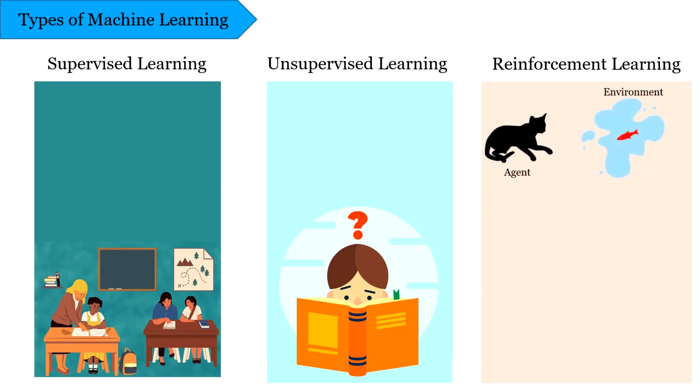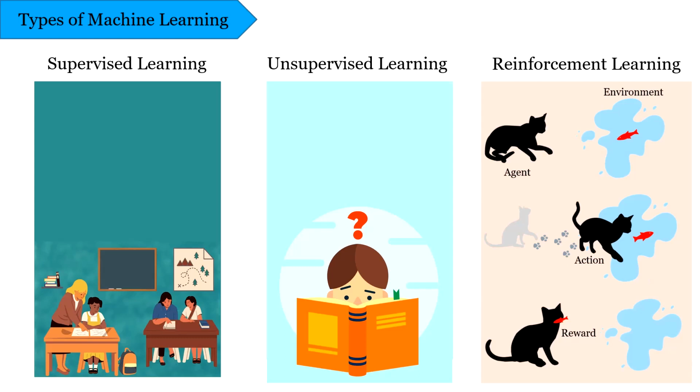Let's say we have a learning agent that is a cat and an environment that is a fish pond. The cat then observes a fish and takes an action to grab it. As a reward of this action, cat gets a fish. Now, the cat has observed this exchange of action and reward and learned how it can grab food for itself. In this video, we'll be only focusing on supervised and unsupervised learning. So now, let's focus on supervised learning.